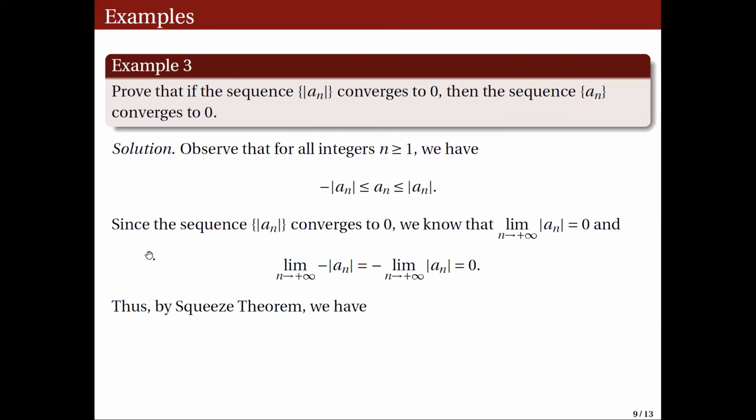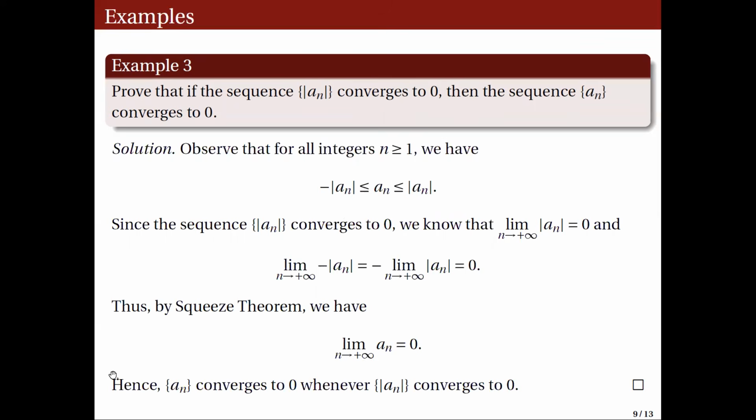So hence, by the squeeze theorem, we see that the limit of the middle sequence here, in this case, the limit of a sub n as n goes to infinity, equals 0. So therefore, a sub n converges to 0 whenever the absolute value of a sub n converges to 0 as well.